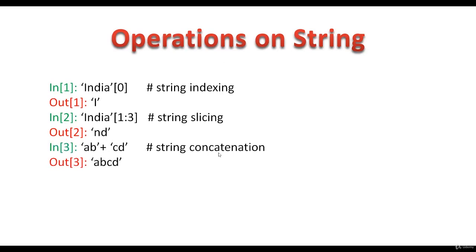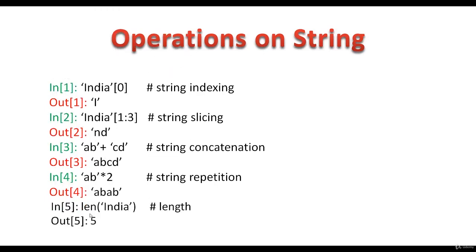And string concatenation, these are two strings, then plus sign is used for concatenation. Successive concatenation, this is character multiplied by this 2. The same string is repeated twice. So using the same operator for different kinds of objects is called operator overloading. Now len stands for length, the length of this string is 5.